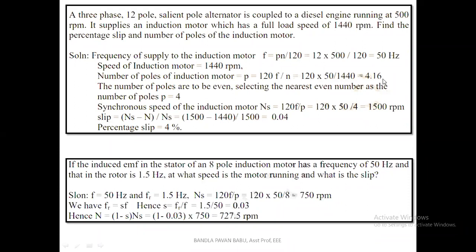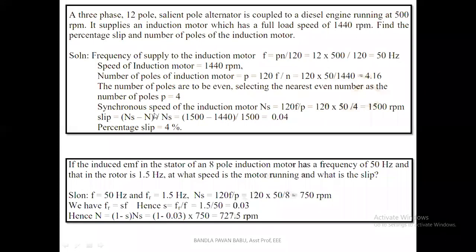P equal to 4.16. Listen, the poles cannot be a fraction, so make it a round value, the fixed value. So make it 4. Suppose it is 4.5 or 4.6, something like that, make it 5. So finally the number of poles is 4.